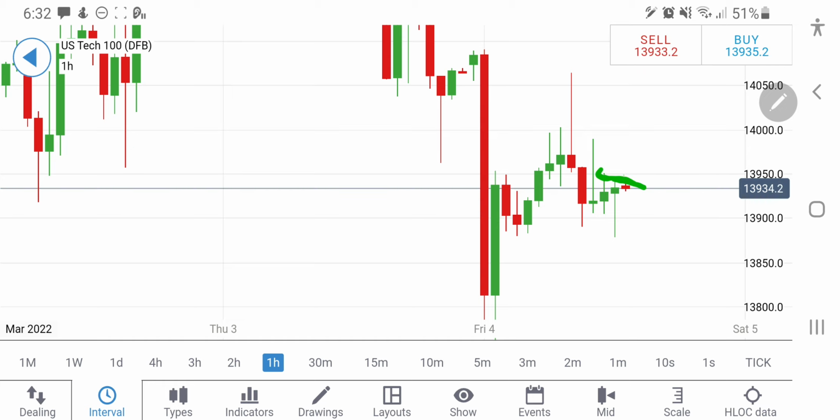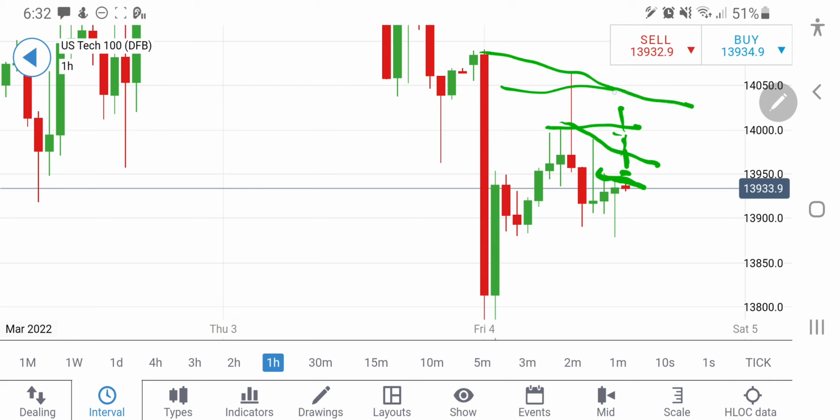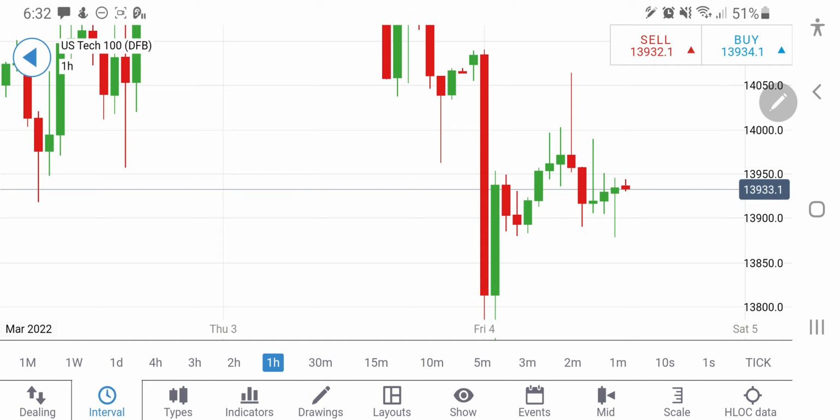So only once it breaks 13,950 this time, you can expect 13,970, and then towards the upside it is definitely going to give you a stronger rise towards 14,000 and 14,050 levels. These two levels are going to be the strongest resistance. Beyond 14,050 definitely we may see a stronger rise.